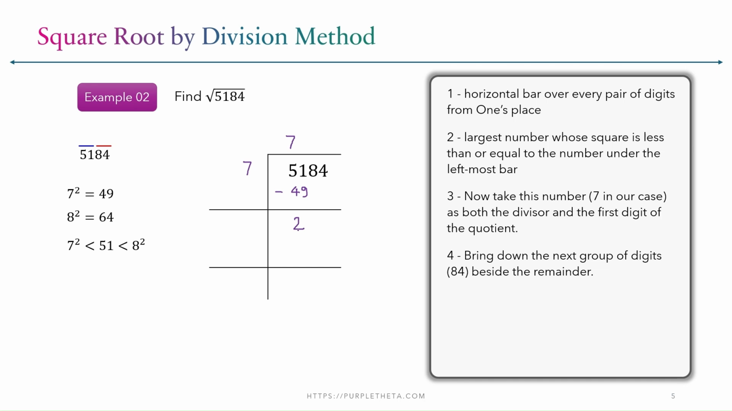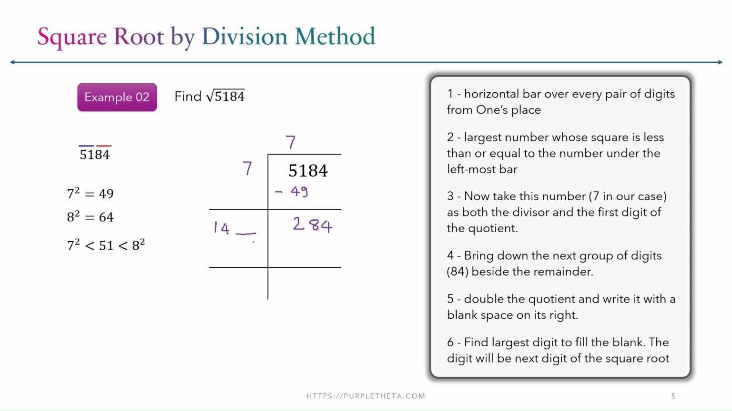So we get a remainder of 2. Now we need to bring down the next group, that is 84, beside the remainder, right? So we have a new dividend, that is 284, right? Then we need to double the quotient. Now we have quotient 7, so we need to double it and write it with a blank space on its right. 7 multiplied by 2 is 14, and after 14 I will keep one blank space, right?